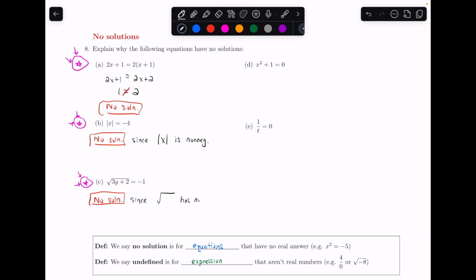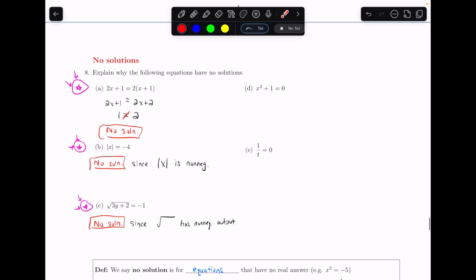Has a non-negative output, just to make clear we're talking about the problem being we can't get a negative number out of a square root. It's also true you can't plug a negative number in, but that's not the problem here. The problem is it's saying we get -1 out, and that's impossible.